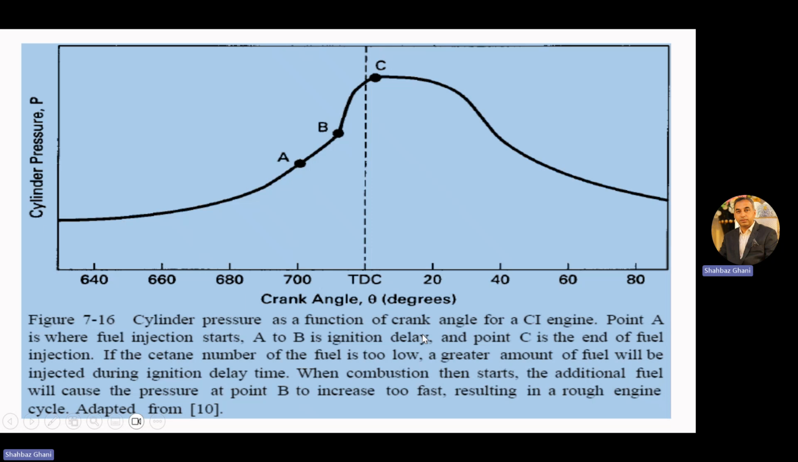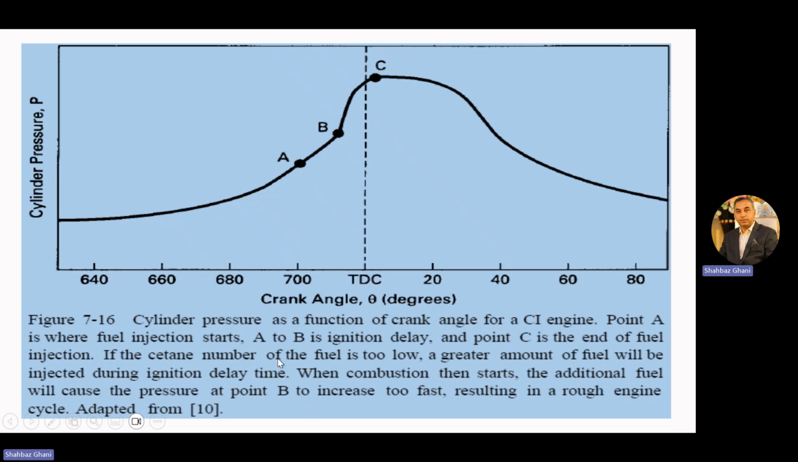A to B is the ignition delay. So this is 8 degrees as we have studied. And at point B, your ignition starts. And point C is the end of the fuel injection. Point C is 5 degrees after TDC. So the total is 15 plus 5, 20 degrees of crankshaft rotation. So point C is the end of the fuel injection.